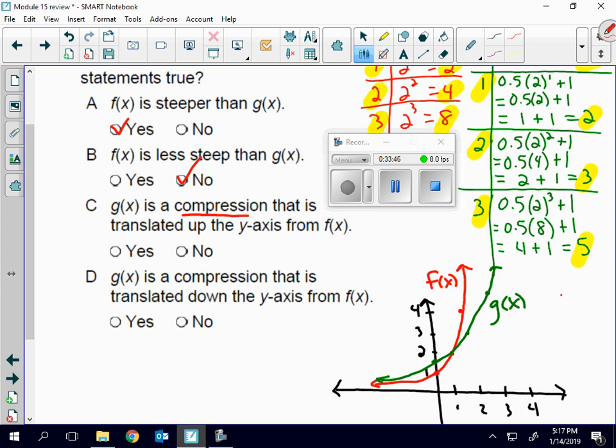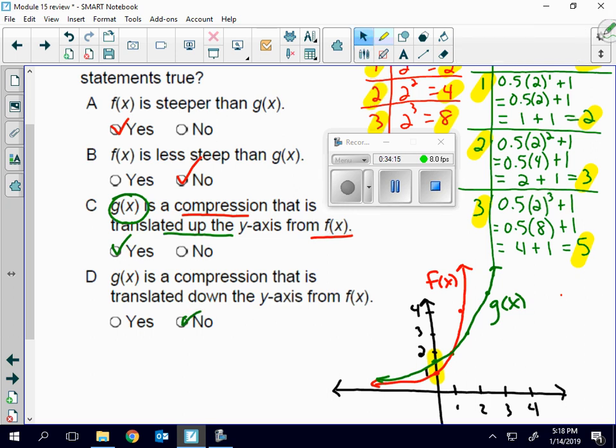Okay, and it's translated up the y-axis from f of x. Now look at the y-axis. This g of x is, of course, our green line. Is the green line translated up from the red line? Yeah, you can see it here. Let's highlight it right here. Okay, you can see the green is higher. So that is a yes. So then obviously the next one is asking, is it translated down?